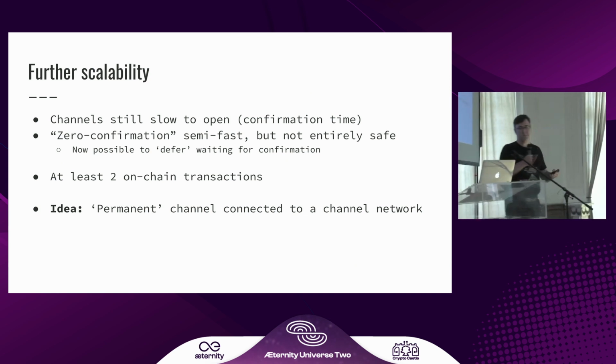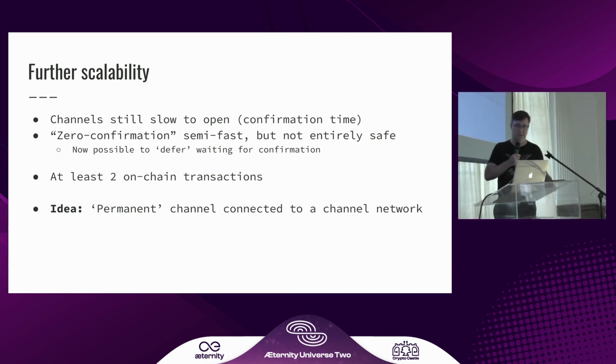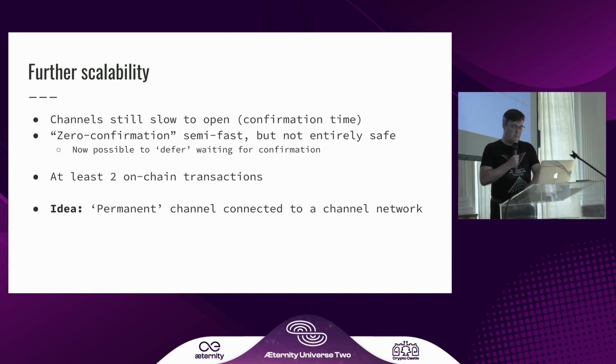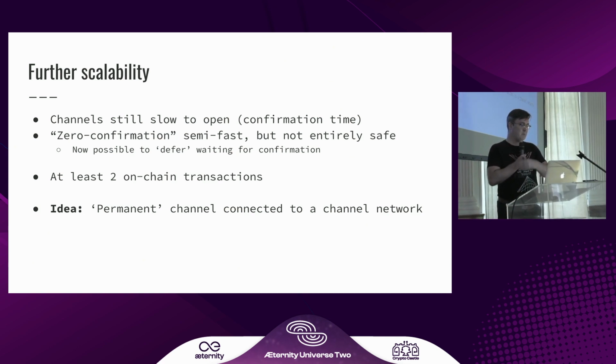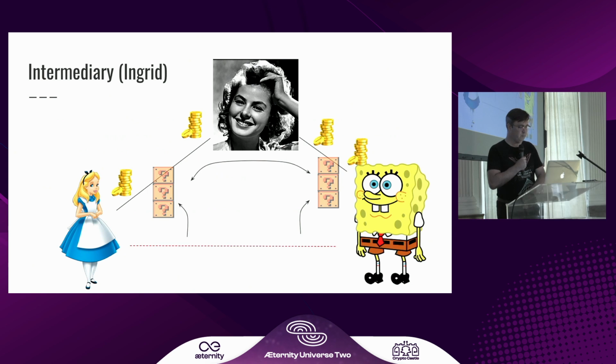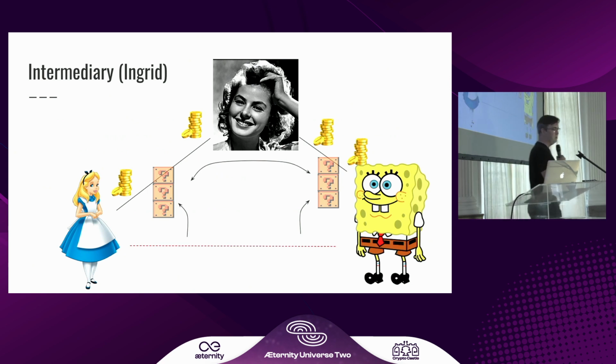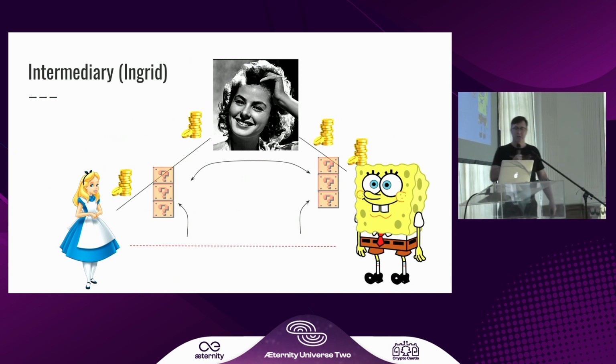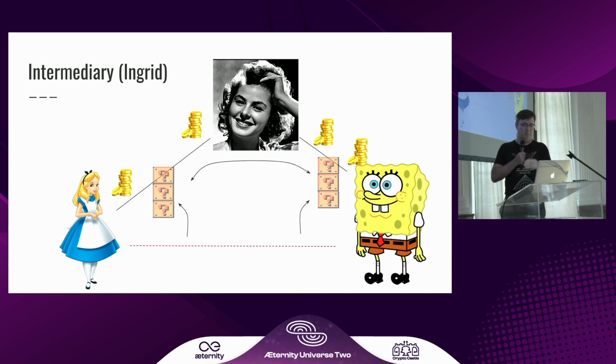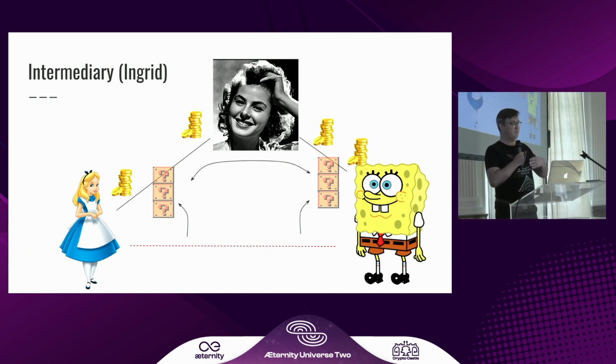So the idea that I wanted to show here then is to set up one channel to a market hub and just keep that going. This would be like your generic payment card. So we introduce Ingrid, the intermediary. And so Alice and Bob both have state channels to Ingrid.